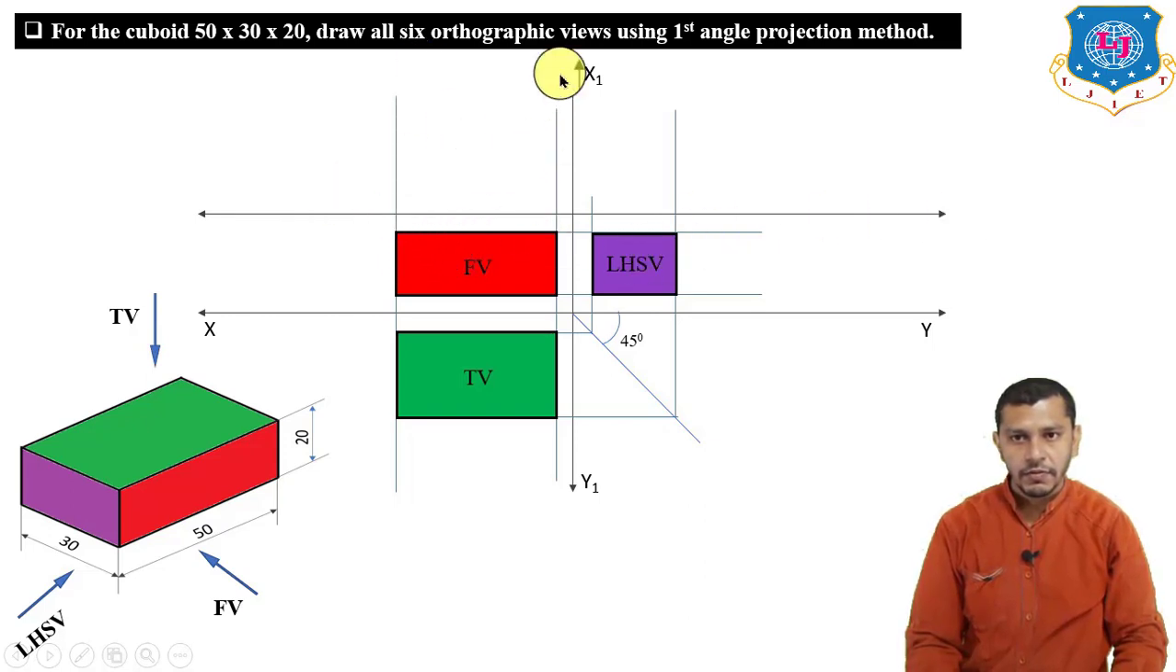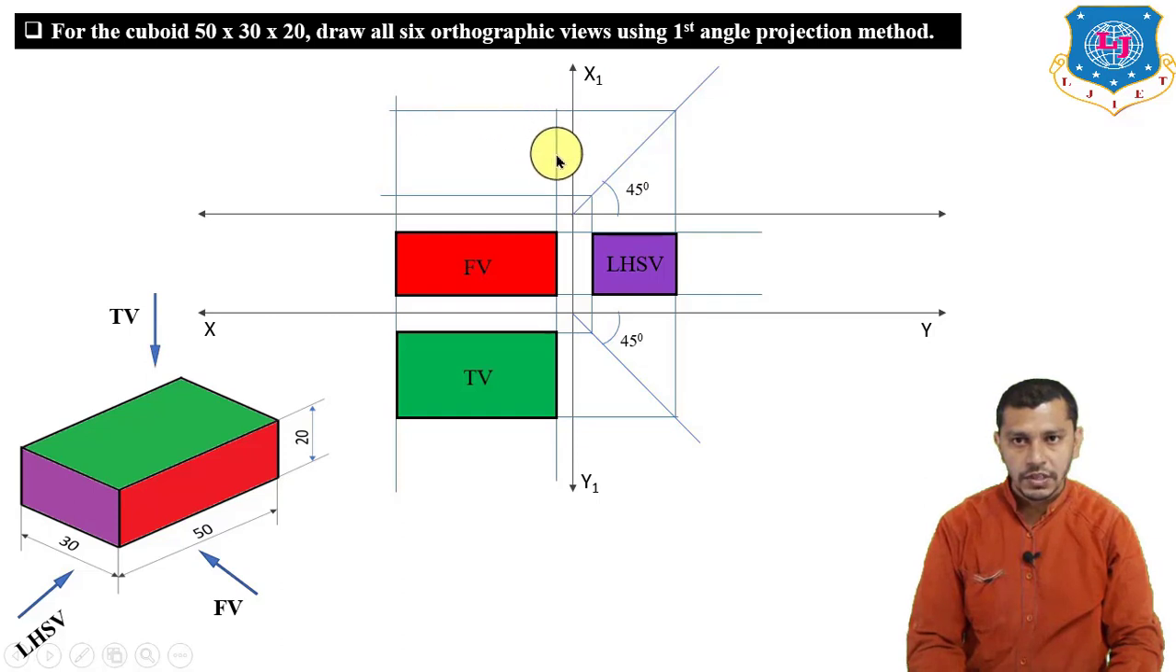Project the length from the front view above the xy reference line, and now project the width of the bottom view from the left hand side view. For that we will draw a 45 degree line over here, and from this point we will project the width over here. So this will be the width of the bottom view, this will be the length of the bottom view. So the bottom view will be the same as the top view, which will be a rectangle having length 50 and width 30. So this will be our bottom view.